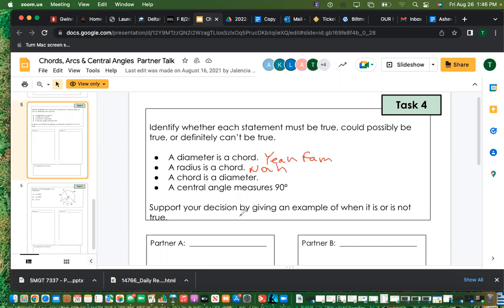On the next one, a chord is a diameter. Ready? Go. I got a mix of 1s and 2s. So this is going to be possibly, because it can be, but not always. So we're going to call this mayhaps. A central angle measures 90 degrees. Can that happen? It could. Again, mayhaps.